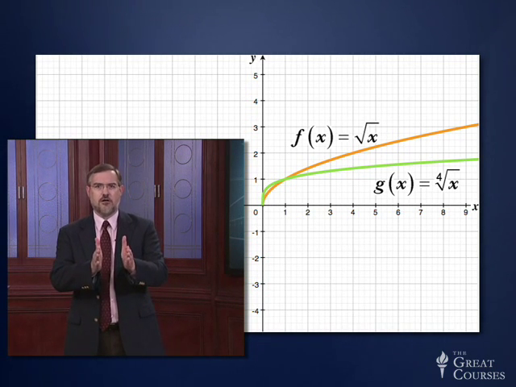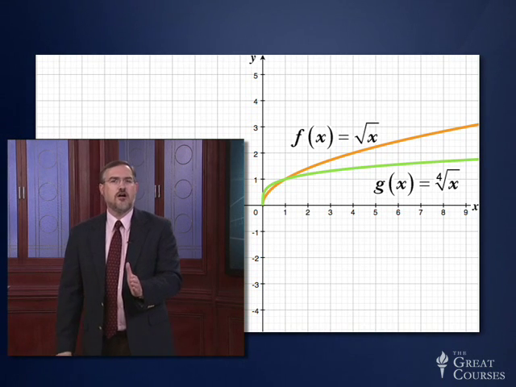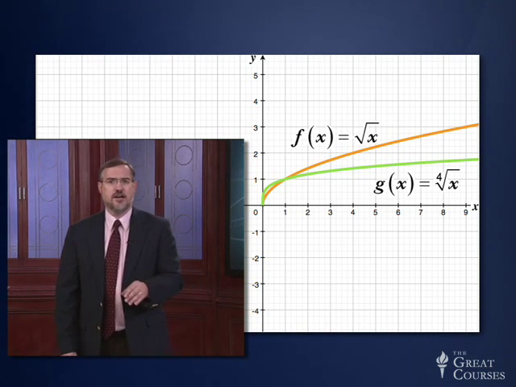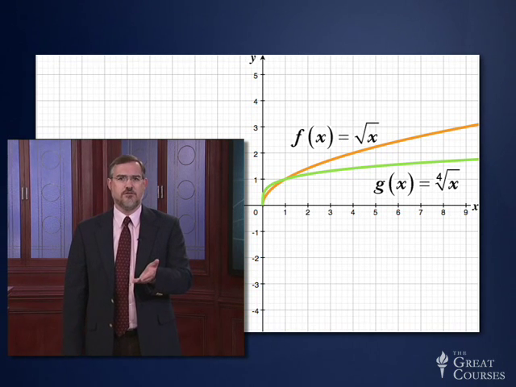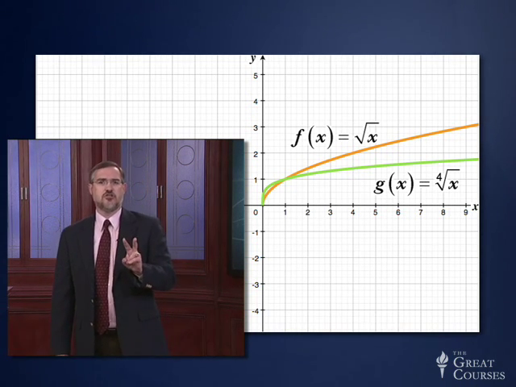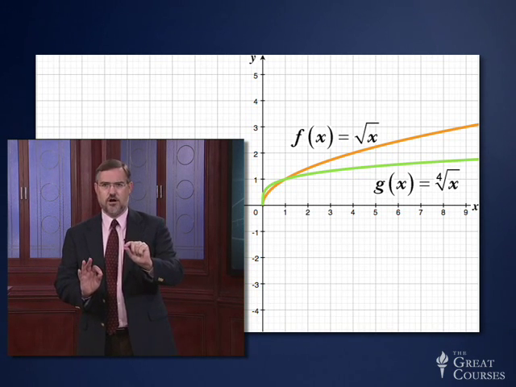Now, there's something else you should notice. Notice in the little part between x equals 0 and x equals 1, the graph of the 4th root of x, or g of x, is actually above the graph of the square root of x. Remember, these 2 graphs have exactly 2 intersection points, (0, 0) and (1, 1).